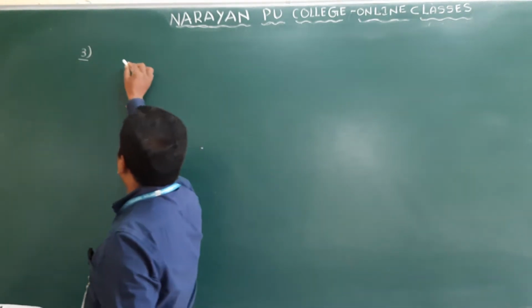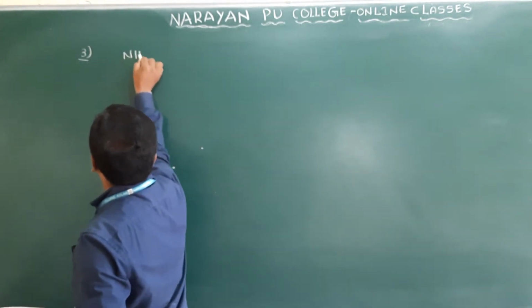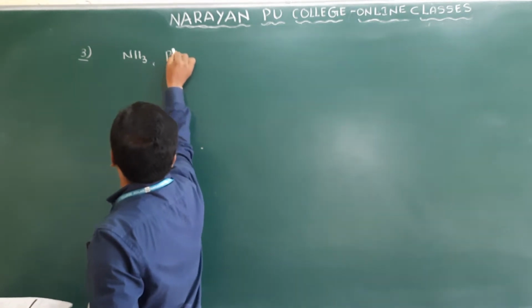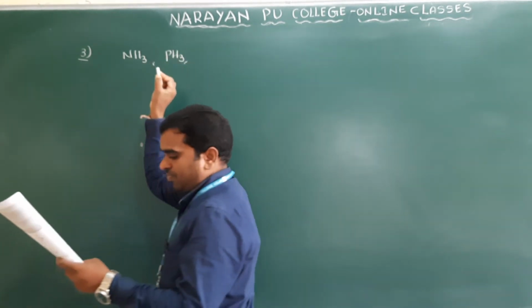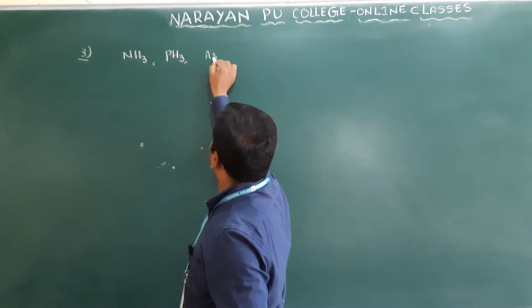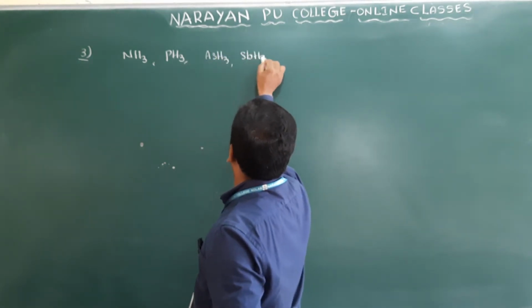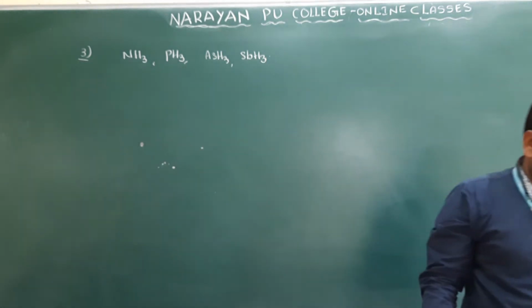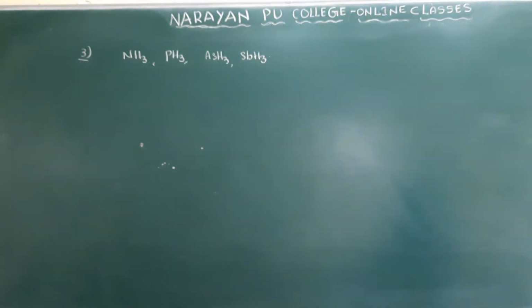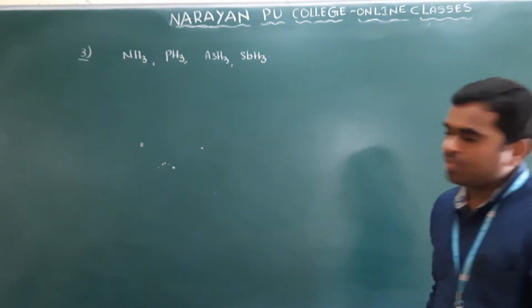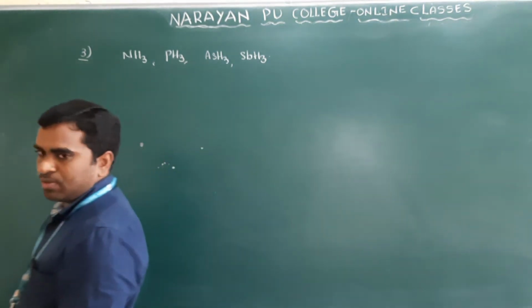So here NH3, PH3, AsH3, SbH3. Clear? So they are asking the decreasing order of bond angle of the following. We have already discussed this bond angle.